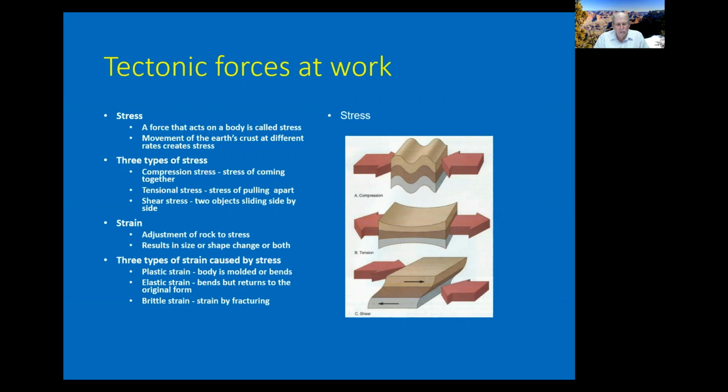Stress results in strain of the rocks. Strain is the adjustment of rock to the stresses that we see, to compressive stress, tensional stress, and shear stress. In strain, we have three different types of strain. We have plastic strain, where the body is molded or bent. We have elastic strain, where it bends and returns to its original form. And we have brittle strain, which usually results in the fracturing of rocks to produce faults.